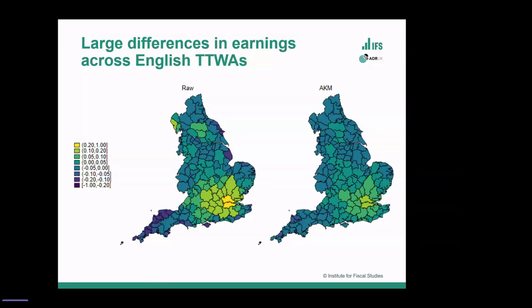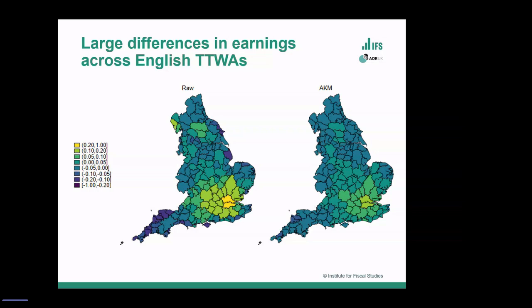To set this up, it's worth noting, which you probably already know, that there are large differences in earnings across local labour markets in England. On the left-hand side, I'm showing you raw fixed effects without controlling for individual characteristics. The map on the right-hand side shows differences controlling for individual characteristics using this AKM regression. Basically, that reduces the extent of variation across travel to work areas, but large differences still remain.